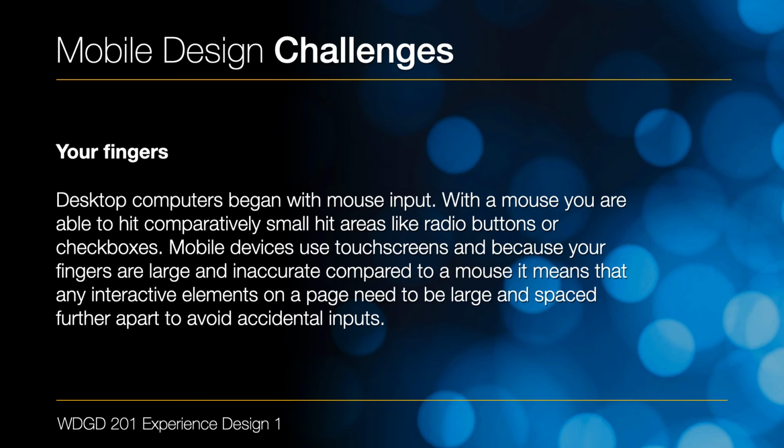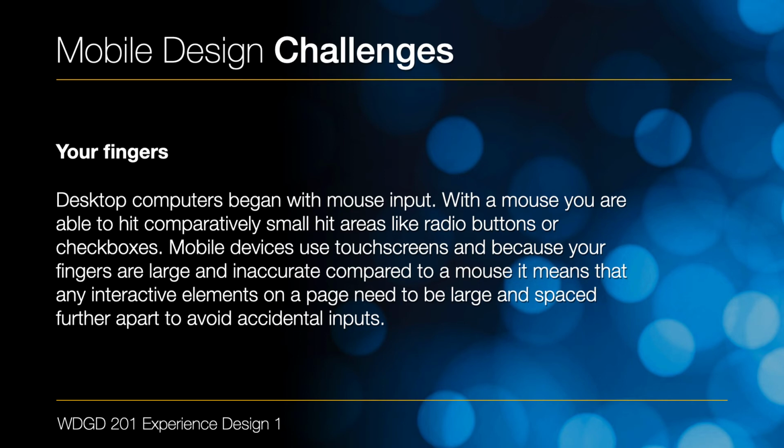So desktop computers began with mouse input, and the great thing about mouse input is that the hit area, and by hit area I mean what is clickable, is very, very small. You can click on very, very small, tiny things, tiny links. You can click on radio buttons, check boxes, no problem. It's very, very easy to do.